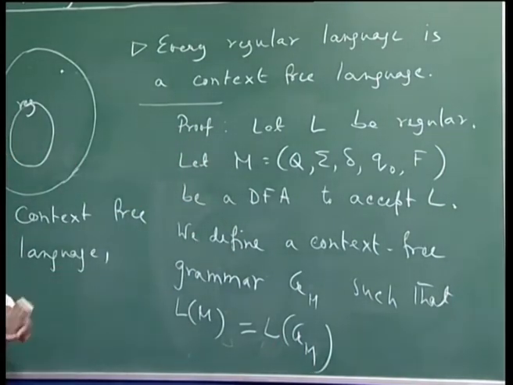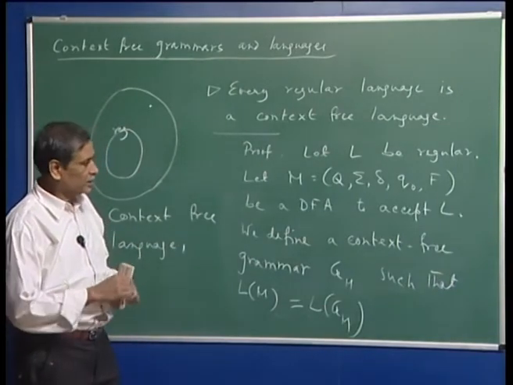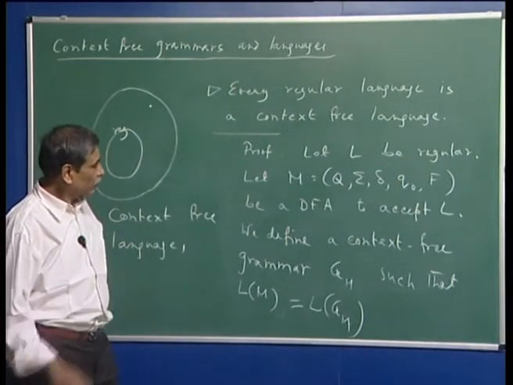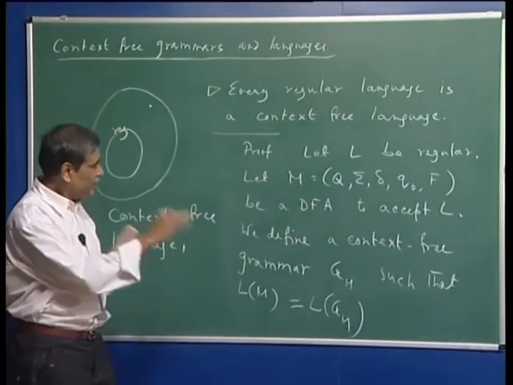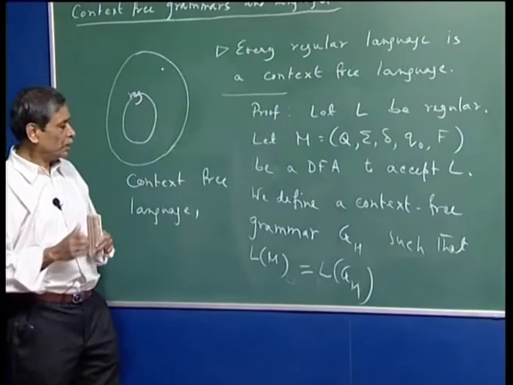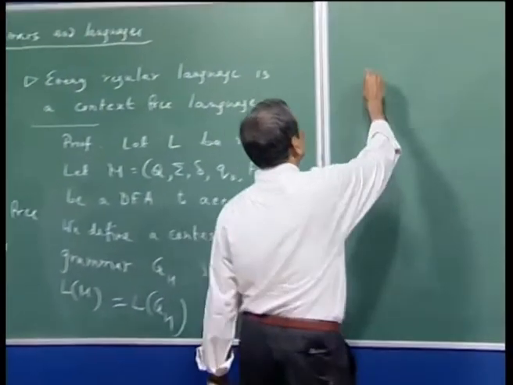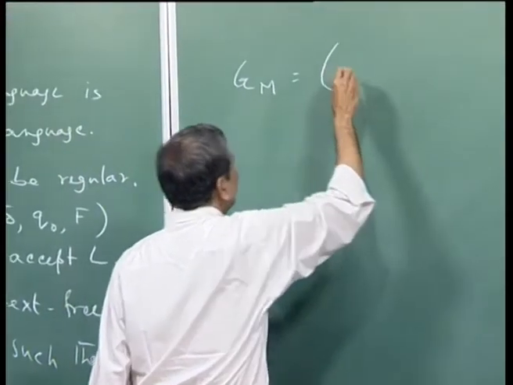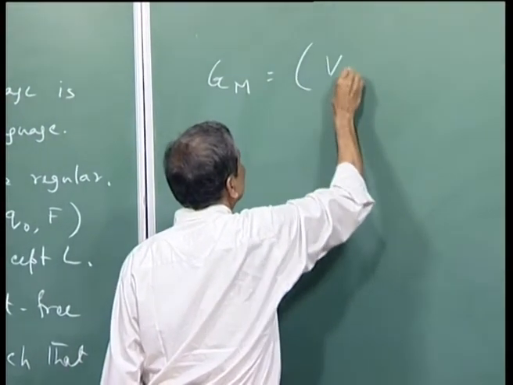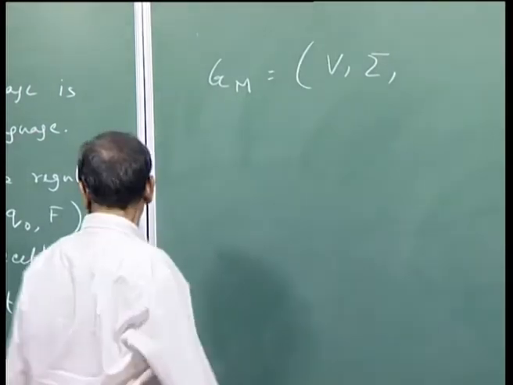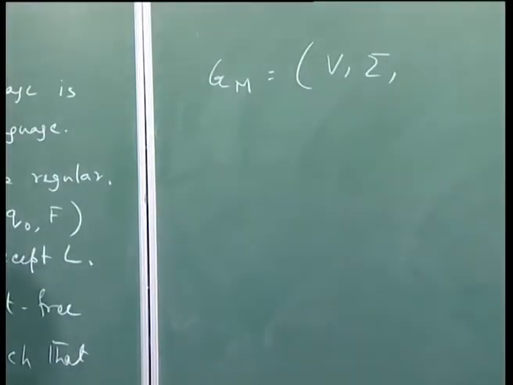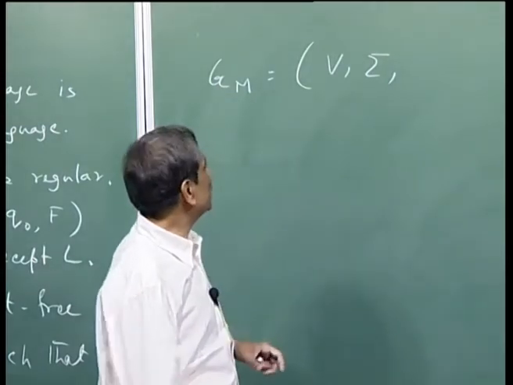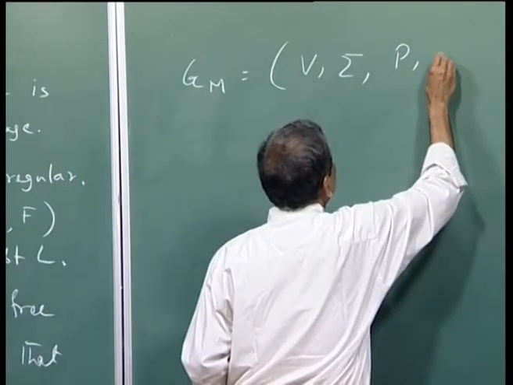And let me show you the construction, and the proof that it is indeed the case is something we can leave, because the ideas are very simple for the proof. The construction is nice. It is essentially the generalization of the earlier example. So, this G_M, remember it is a context-free grammar, so I need to define four components: V, the set of terminals, P and S. Notice I already have one component, the set of terminals for the machine M is sigma, and that is the set of terminals for our grammar also.